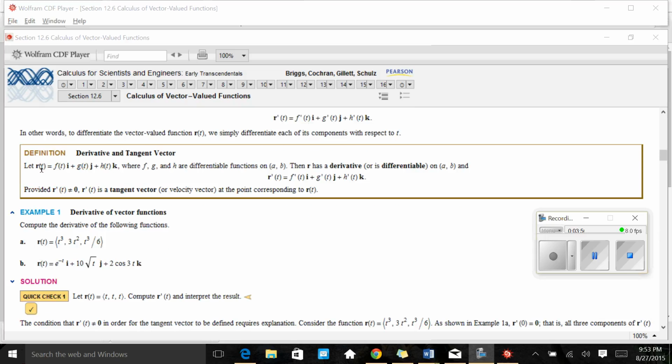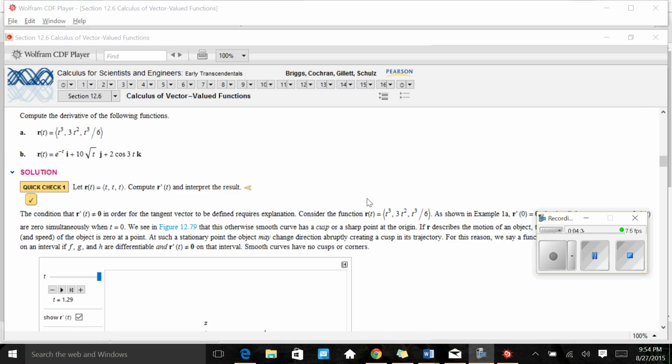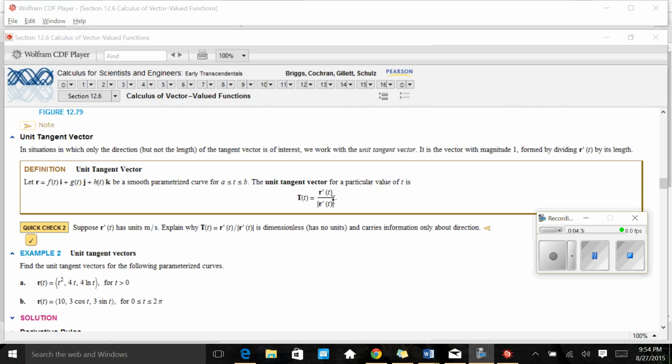The derivative and tangent vectors. So if you've got a function, f of t i, g of t j, h of t k, and everything's differentiable on an interval, then you have a derivative, and you do it just like we said, take the f prime, g prime, h prime functions. As long as r prime of t is not 0, so it's not the 0 vector, then r prime of t is a tangent vector. It could also be called the velocity vector. This is position, its derivative is velocity at the corresponding point r of t. So they might ask you to find tangent vectors. It's just the derivative r prime of t. If you want a unit tangent vector, you just take r prime of t divided by the magnitude of r prime of t, and we use this capital T of t for that. You will see that as we go on through the chapter.